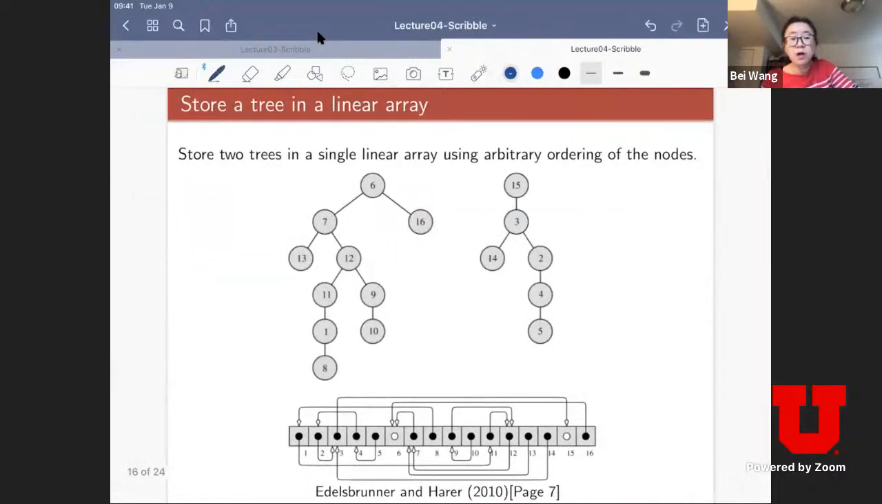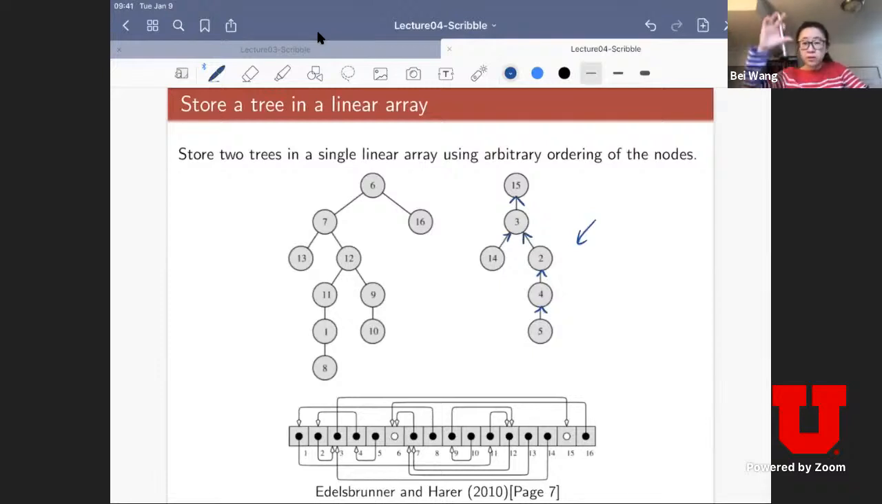So first of all, before we do that, let's first talk about how to store a tree in a linear array. Okay, in this case, I have two trees, a left tree and a right tree, one slightly bigger than the other, and I have some arbitrary ordering of the nodes. So how do I store this in a linear array in a computer? The way you do it is you start with some node and you look at the pointers. What we introduce is a pointer to its parent, okay? So let's look at the right tree and I will let you practice with the left tree.